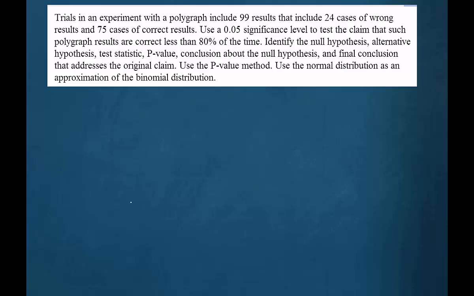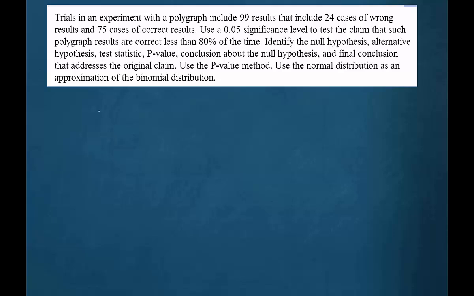Trials in an experiment with a polygraph include 99 results that include 24 cases of wrong results and 75 cases of correct results. Use a 0.05 significance level to test the claim that such polygraph results are correct less than 80% of the time. Identify the null hypothesis, alternative hypothesis, test statistic, p-value, conclusion about the null hypothesis, and final conclusion that addresses the original claim. Use the p-value method. Use the normal distribution as an approximation of the binomial distribution.